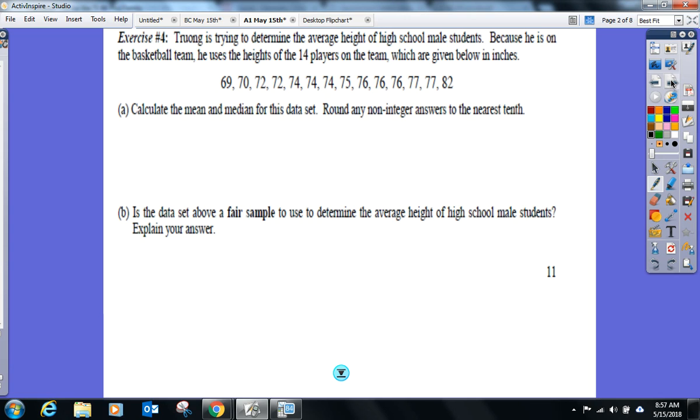He does the heights of 14 players on the team, given below in inches. You guys right now, whether you want to do it by hand or with your list, calculate the mean and median. I'll get back to you in about 2 minutes. Round to the nearest tenth if necessary. You guys want to do it by hand because they're all in order already.